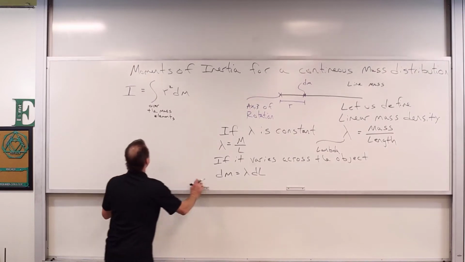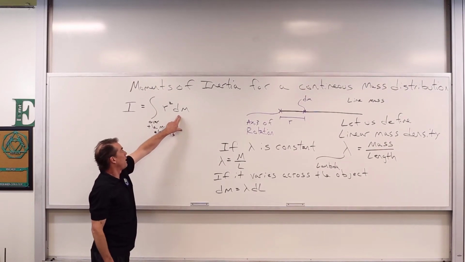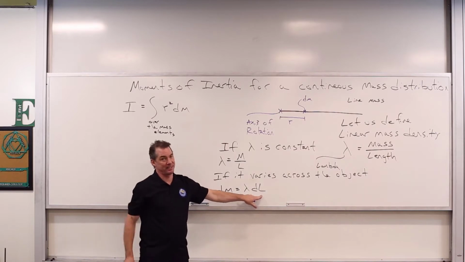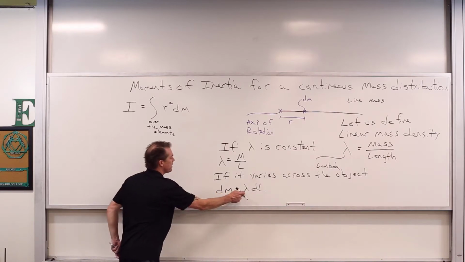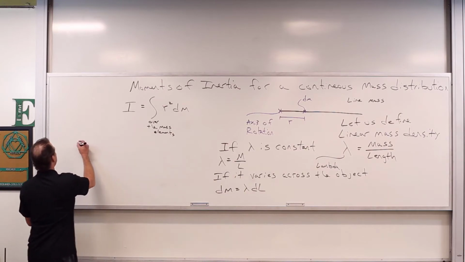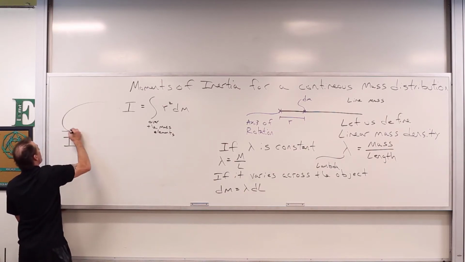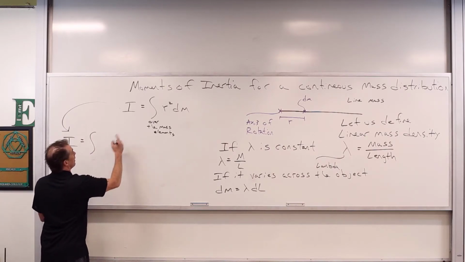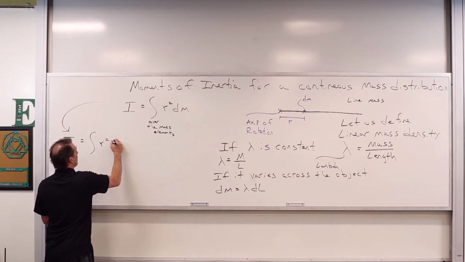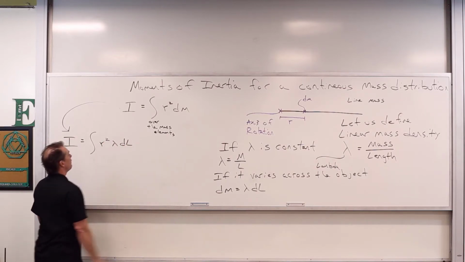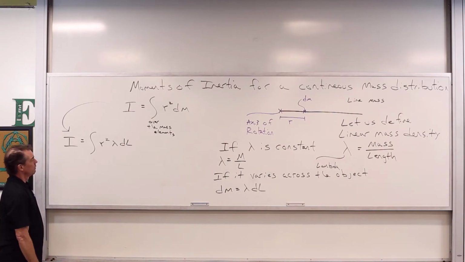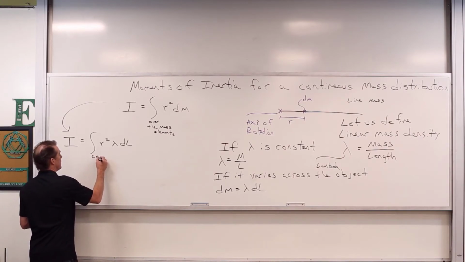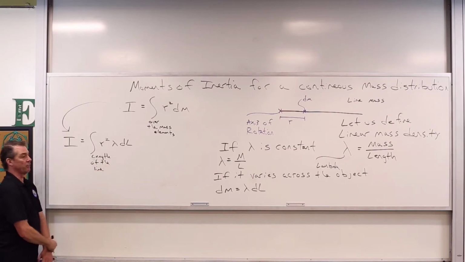So, at that, we can take this dm now and rewrite it in terms of length elements, which is a little bit nicer to do. And of course, the linear mass density. So this can be written as r squared lambda dl. And what are we integrating over? We're integrating over the length with respect to the distance away. Integrating over the length of the line.